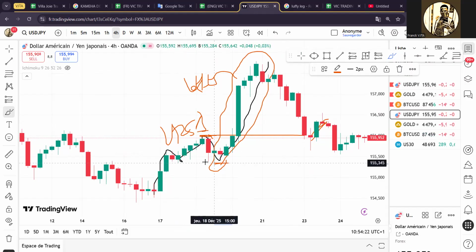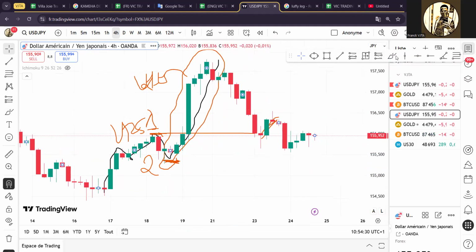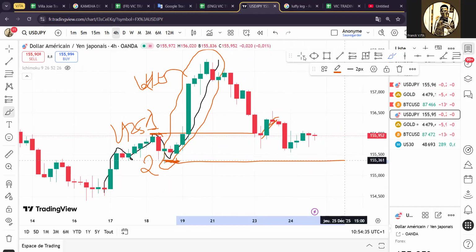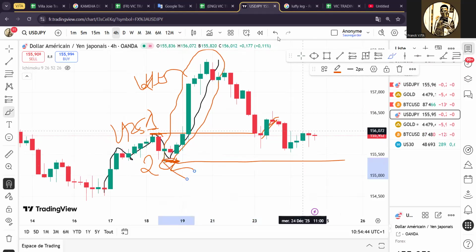And then the next stop will be at the bottom of the leg of Luffy at this level. But for the moment, we did not touch it yet. If we touch it, we know that the market will be doing the reversal. So that is how you know.